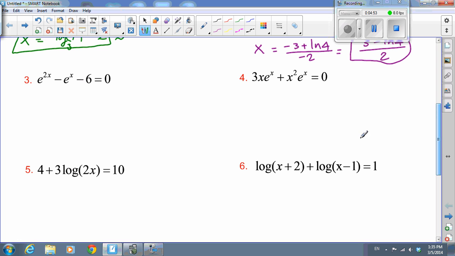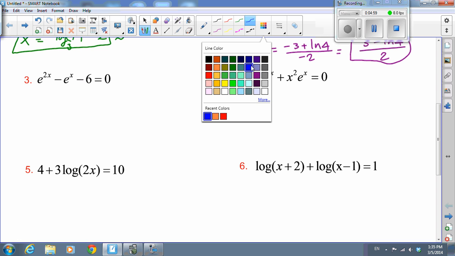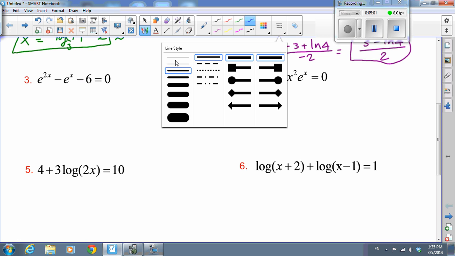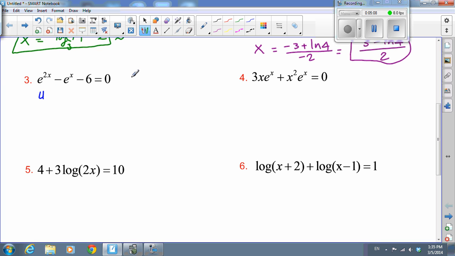Now look at the next one. The next one has e to the power of 2x minus e to the power of x minus 6. The first thing I would do is, it looks very familiar to me. It looks like a quadratic. So I will change this one into, say, let u be equal to e to the power of x. Well, this turns out to be u squared minus u minus 6 equal to 0.